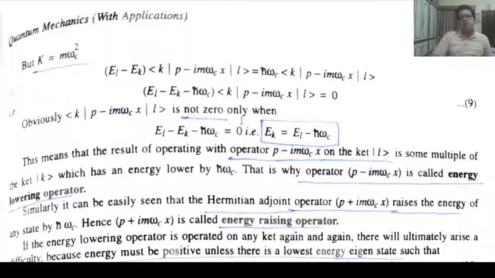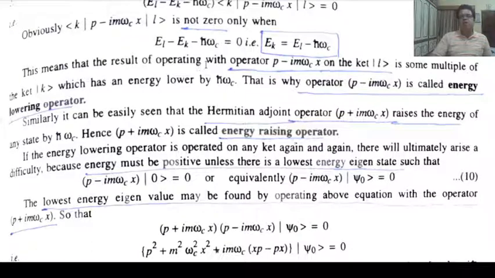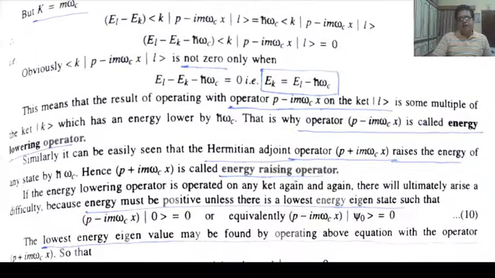Obviously, this term is not 0, so this becomes 0. In that case, A K equal to L minus H cross H bar omega C. This means that the result of operating with operator on ket L, if we operate this operator on ket L, then energy lowers by this term. So energy lowers by H cross omega C.